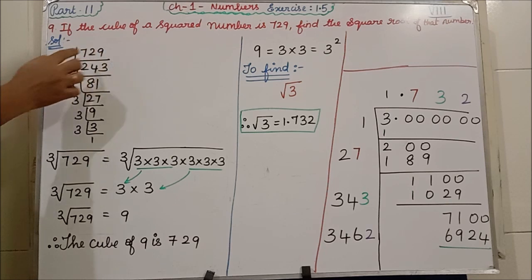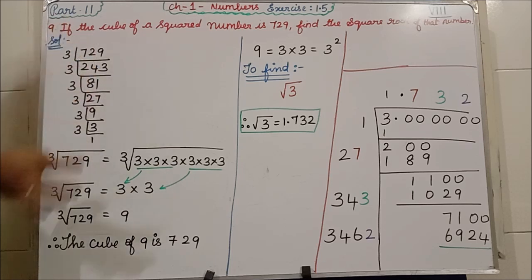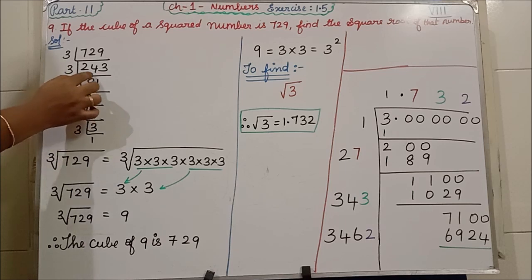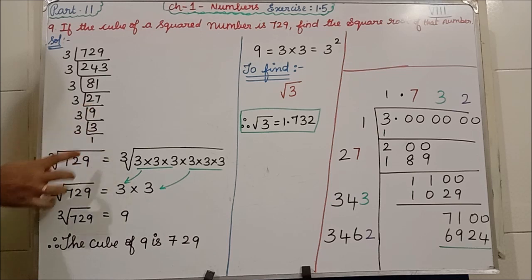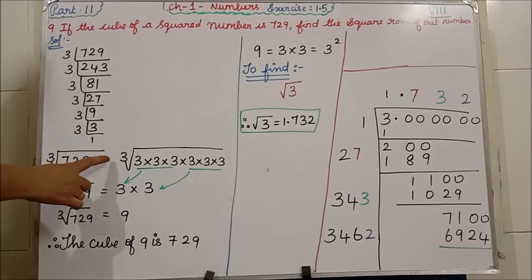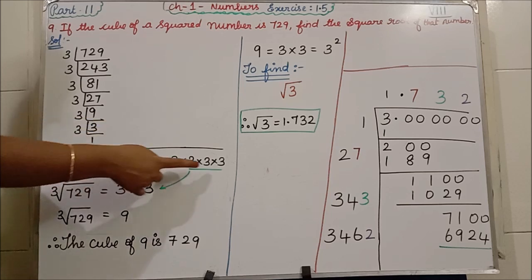Okay, see 729: 2 threes are 6, remaining 1; 4 threes are 12; 3 threes are 9. Then 8 threes are 24; 1 three is 3; 2 threes are 6, remaining 2; 7 threes are 21; 9 threes are 27; 3 threes are 9; 1 three is 3. Now these are the factors of 729. So the cube root of 729 only we are going to find first. So the cube root of 729 is equal to the cube root of 3 into 3 into 3 into 3 into 3 into 3. See, I have written.